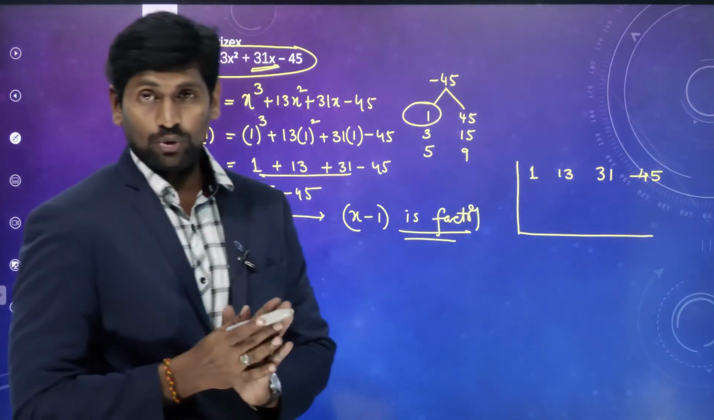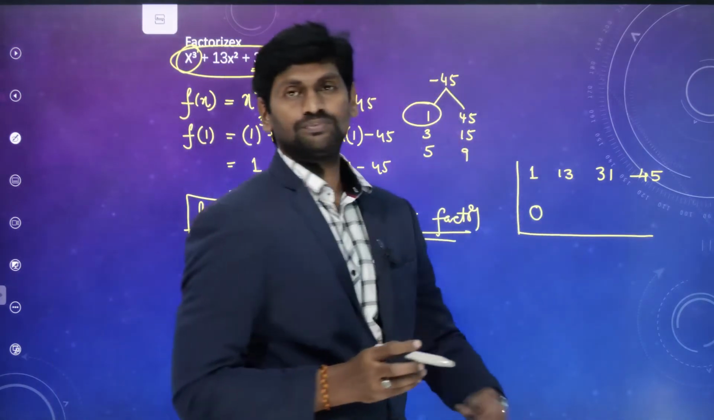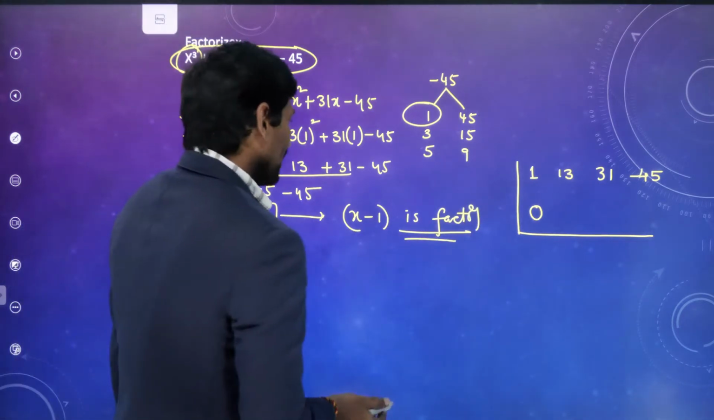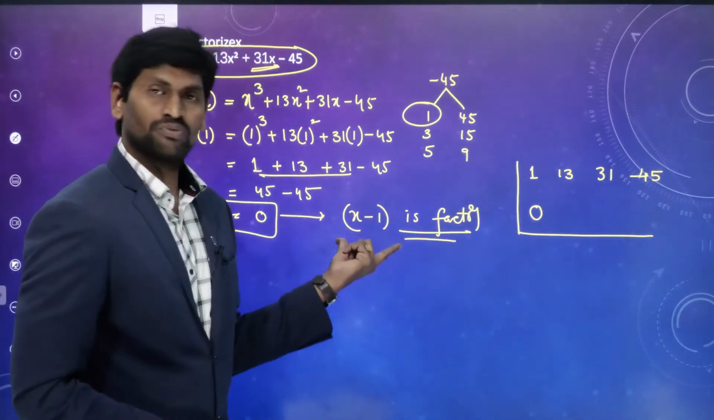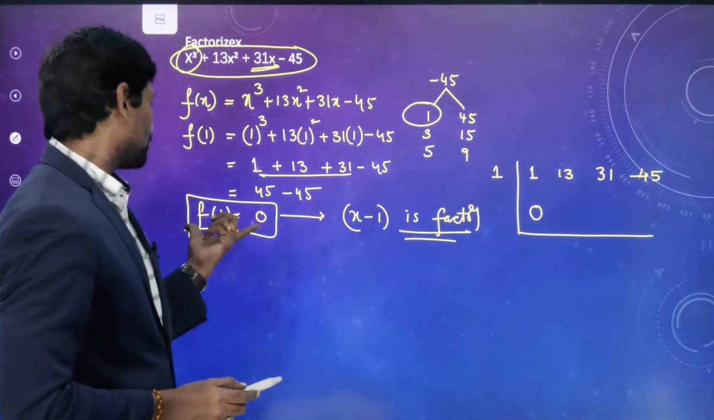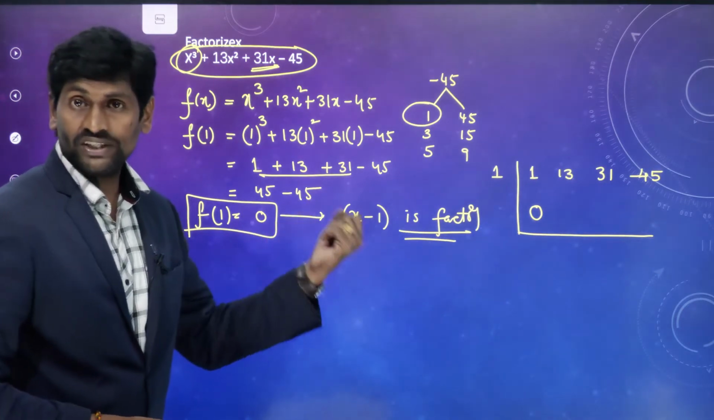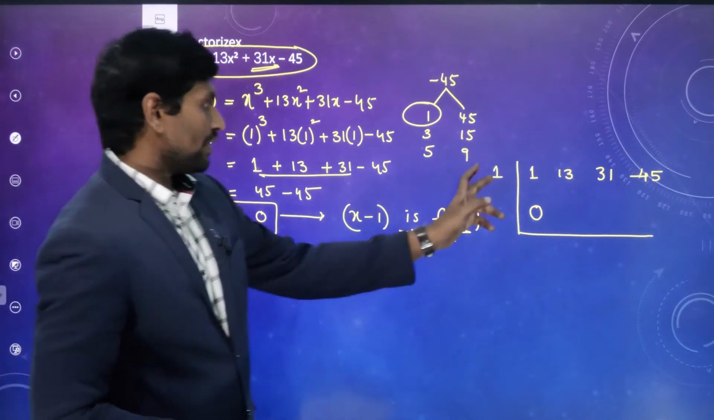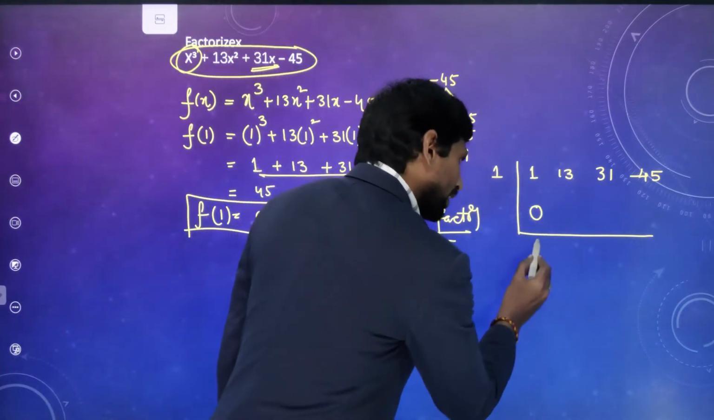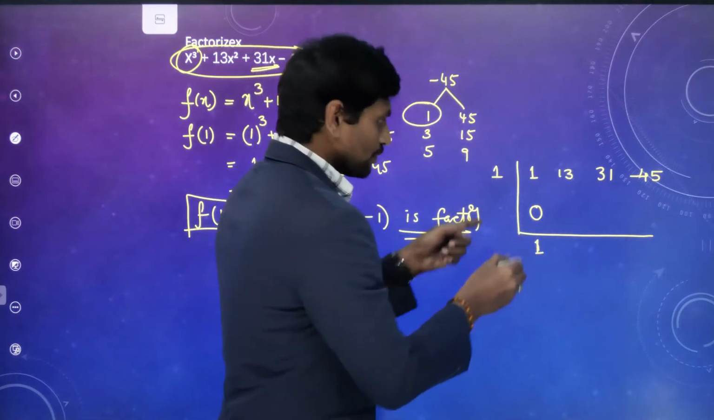Okay, so while doing the synthetic division, in the first position we need to take 0. And what is the factor we got? x minus 1. That means 1 is the solution. f of 1 becomes 0 means 1 is the solution of the polynomial, as well as x minus 1 is a factor of the polynomial. So 1 is the solution, I am taking 1 here. Now add these two, 1 plus 0 is 1. Now multiply each one with 1.